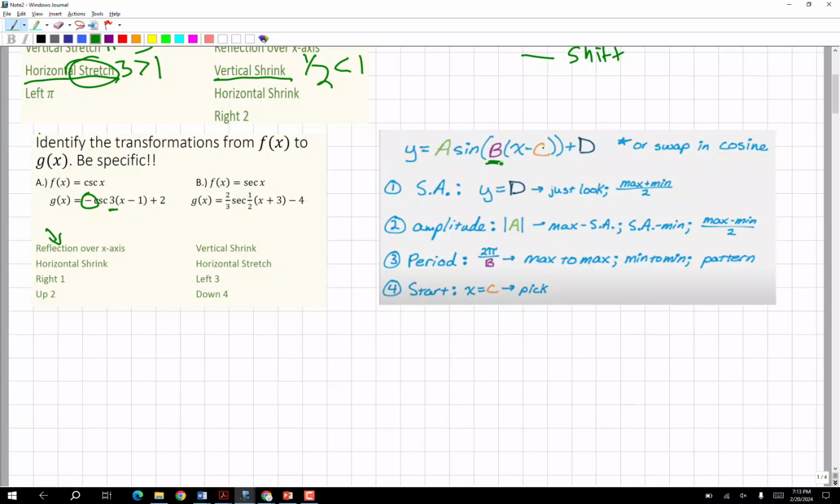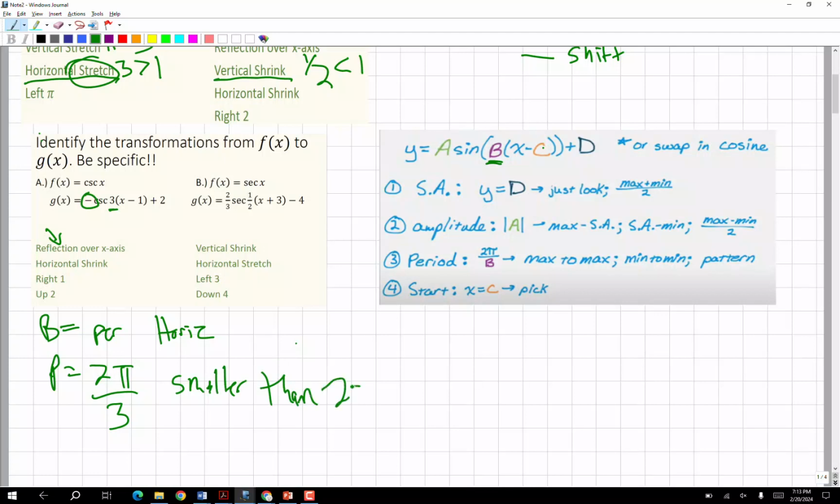3 is the B, right? So that means it's going to affect our period. B equals period, which is the horizontal part. So my period is 2 pi over 3. Notice how that's smaller than 2 pi. That's why it's a horizontal shrink. The period is horizontal, right?